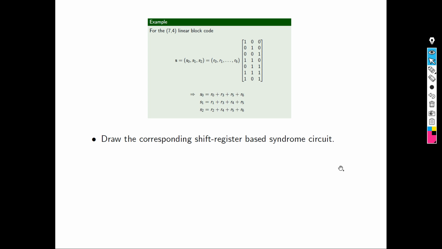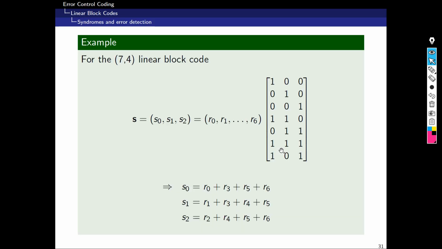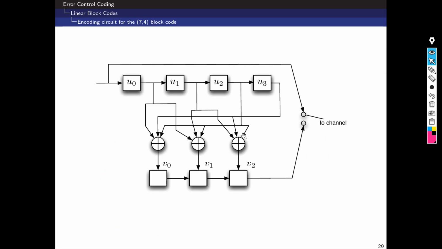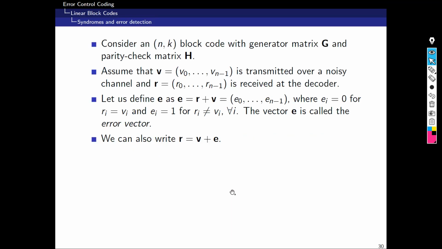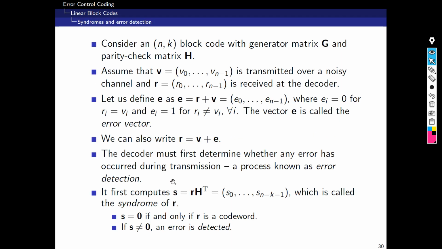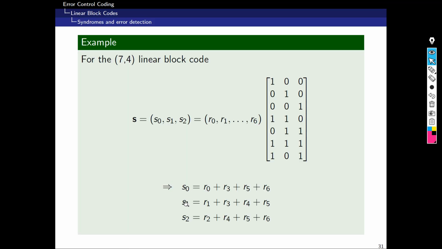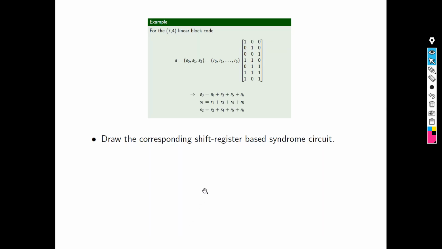You can now draw the shift register based syndrome circuit, similar to this circuit, from the three equations. See here we have V0, V1, V3. You can also draw a circuit for the syndrome similar to this, but instead of V's you put S. So here are the equations S0, S1, S2. You obtain them from the received vector. You receive the bits, you put them in the circuit inputs, and from there you calculate S0, S1, S2. And this is the answer for this question: draw the corresponding shift register based syndrome circuit.